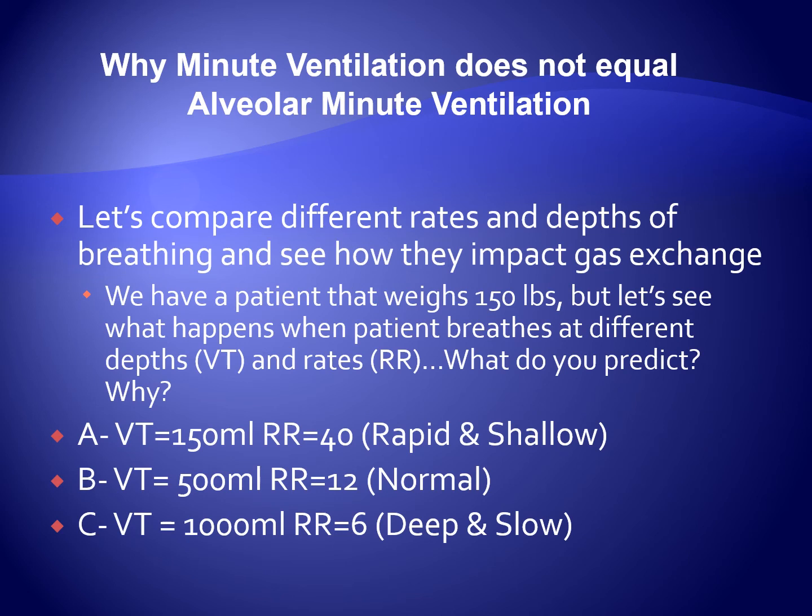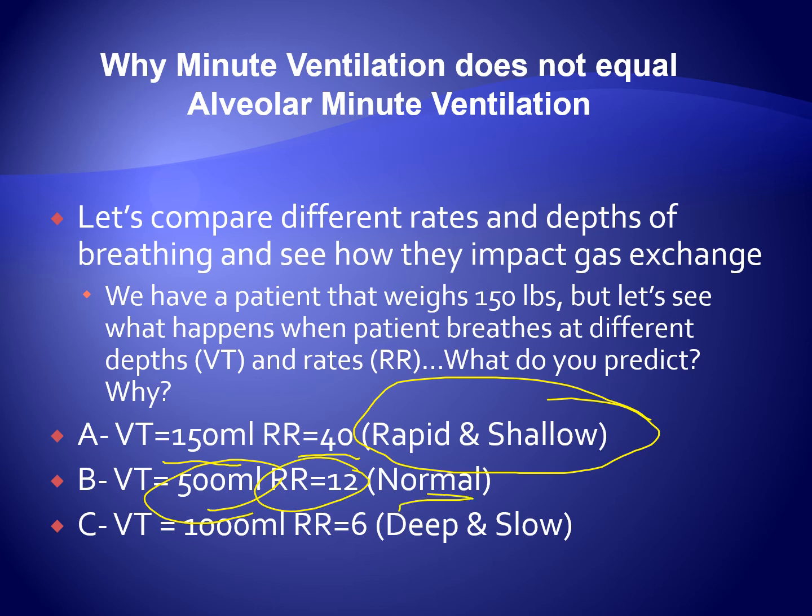So why does minute ventilation not equal alveolar minute ventilation? Let's compare different rates. Patient A has a tidal volume of 150 mLs and their respiratory rate's 40. They're breathing very rapid and shallow. Patient B is breathing 500 mLs at a rate of 12, and that's normal. And then patient C is breathing in a full liter of gas, 1,000 mLs, and only a respiratory rate of 6. So they're breathing really deep, but with a very slow respiratory rate.